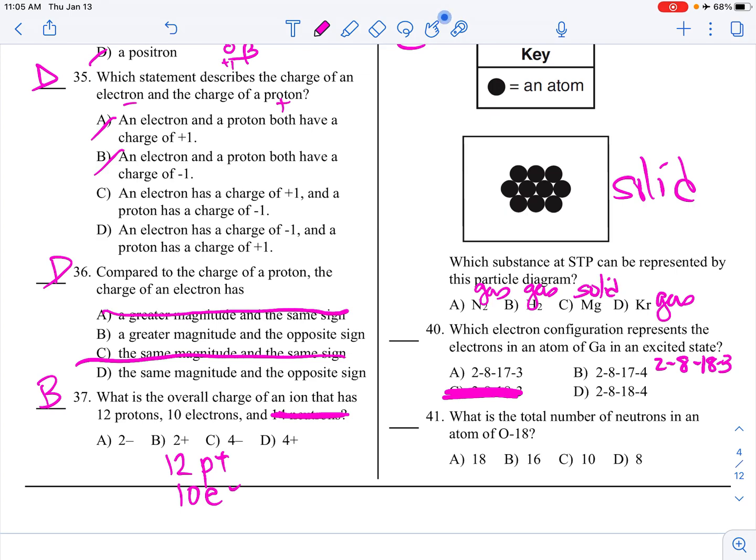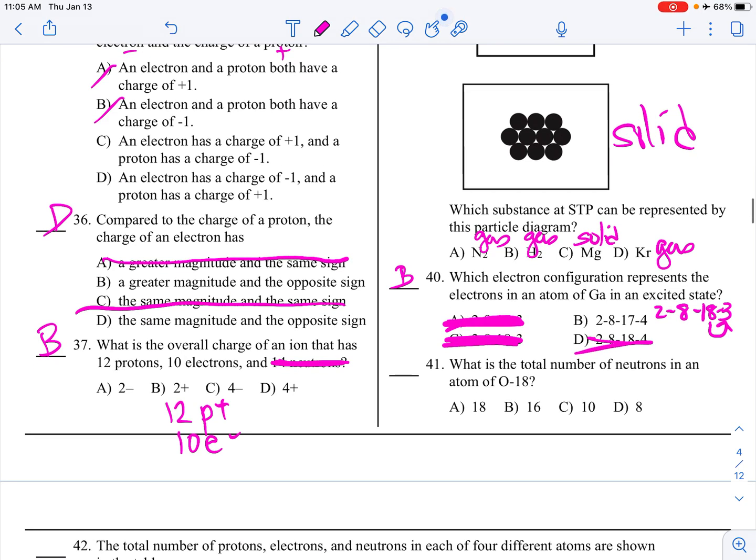So 2 plus 8 plus 17 plus 3. Choice A doesn't have 31 electrons. You don't lose any when you go to the excited state. You just shift them around. Then I'm going to look at D: 2 plus 8 plus 18 plus 4. That's too many. So the answer is B. And you can see why. One of the electrons from here moved up. So that's the excited state.